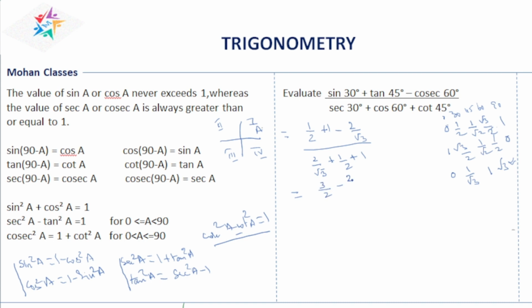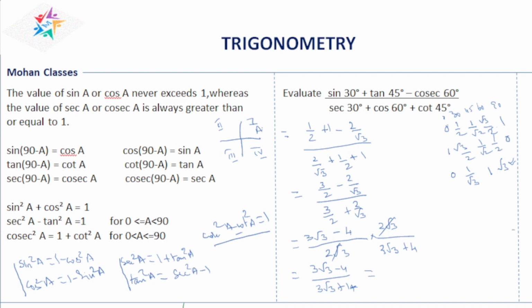3 by 2 minus 2 by root 3 divided by, here also 3 by 2 plus 2 by root 3. So, if you take LCM, what you will get? 3 root 3 minus 4, right? Divided by 2 root 3 into, here also 2 root 3, I am reversing it. So, what you will get? 3 root 3 plus 4. So, this 2 will be cancelled. So, what you will get? 3 root 3 minus 4 divided by 3 root 3 plus 4.